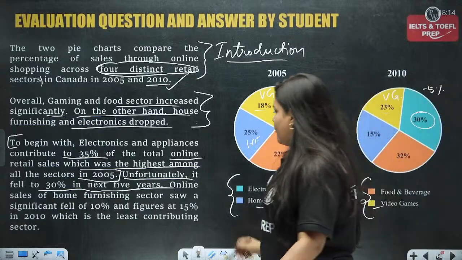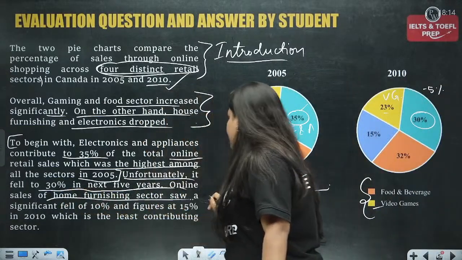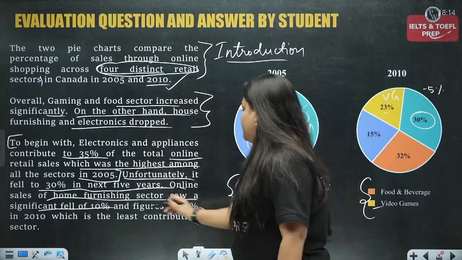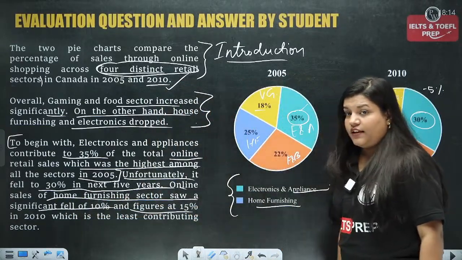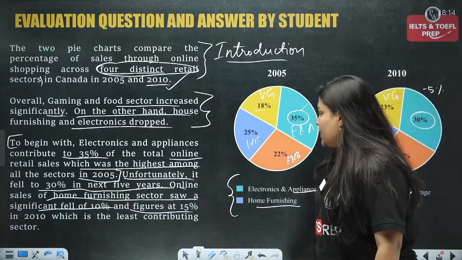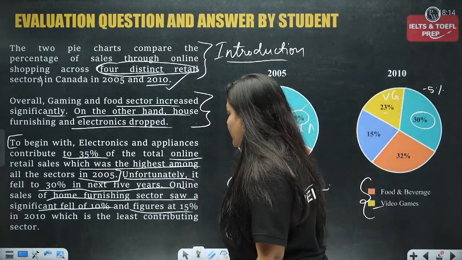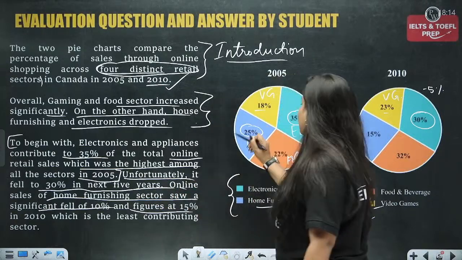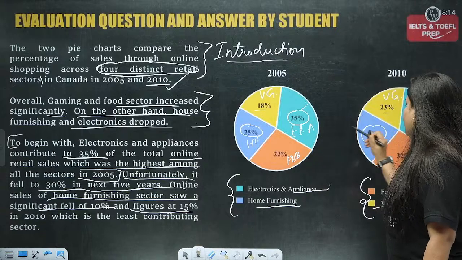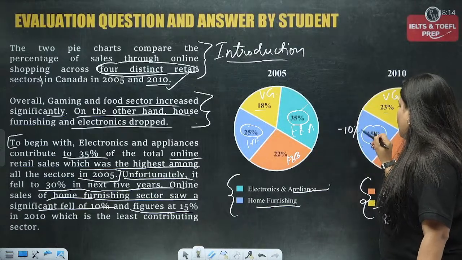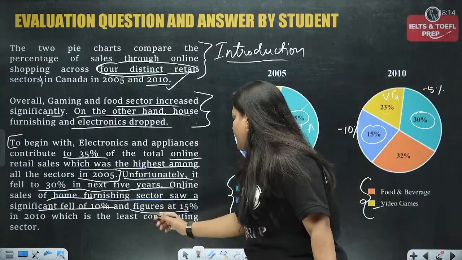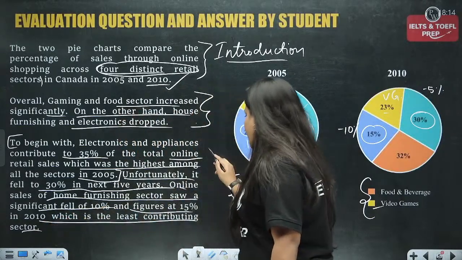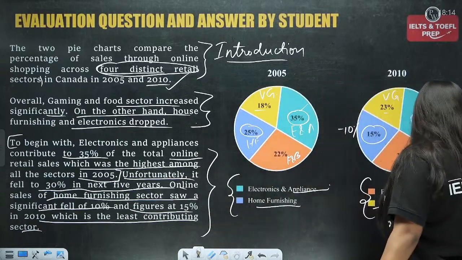Online sales of the home furnishing sector saw a significant fall of 10% and figures at 15%. We can see that here we have 25% and here we have 15%, so a 10% fall. Now, in 2010, which is the least contributing sector? Fair enough. Clear.